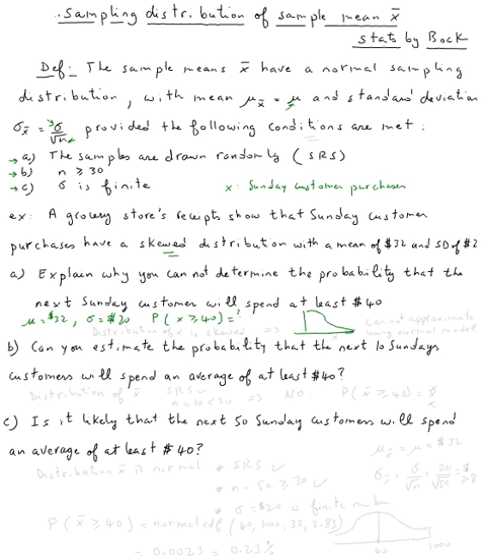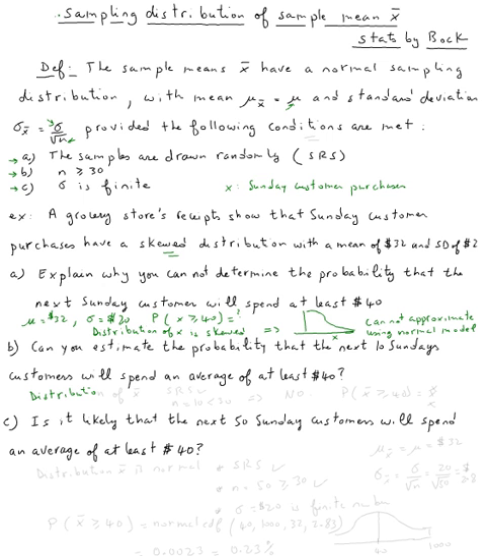So what we say here, this is the distribution of X. The distribution of X is skewed, which means we cannot approximate using a normal model.